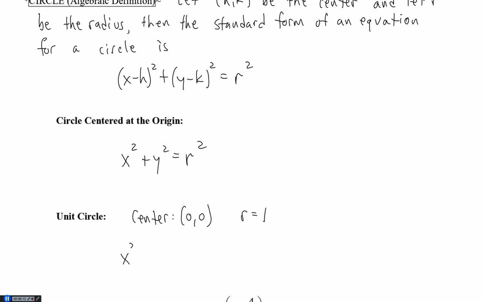So that would just be x squared plus y squared equals 1 squared. Well, if the radius is 1, 1 squared is 1. So those are two special cases of a circle. If you have a circle centered at the origin, it's just x squared plus y squared equals the radius squared. If you have the unit circle, it's centered at the origin and has a radius of 1.